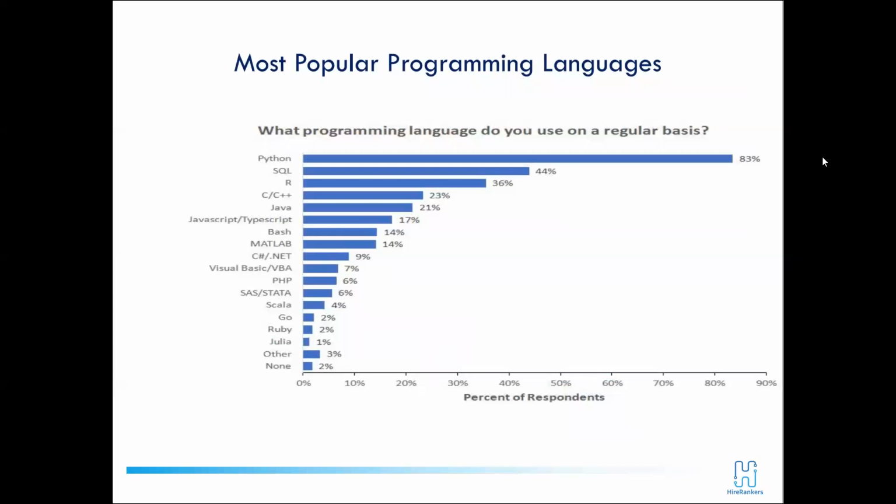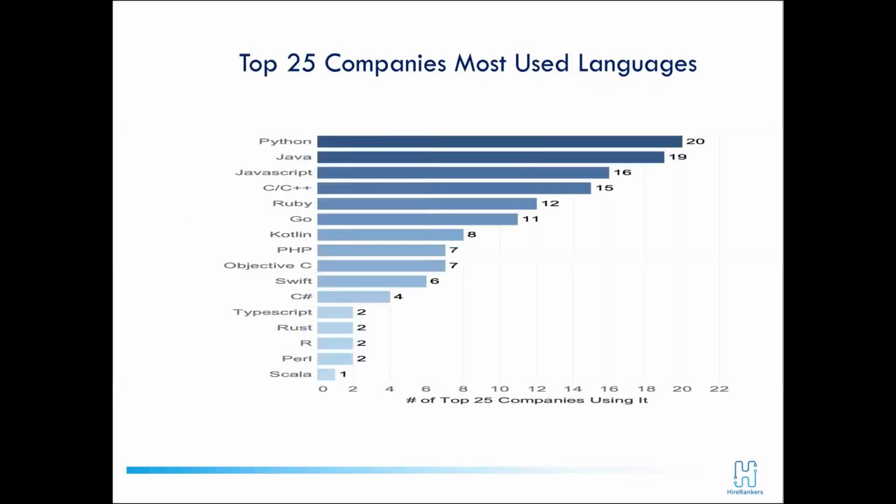So now you could see why we have chosen Python, because it is the most popular programming language in 2019 and 2020. Based on the survey, we found that Python is the most popular language, with 83% of the people voting for Python. Also, you could see that the top 25 companies are using Python as their primary language to build web applications, to handle large volumes of data, and to create chatbots using artificial intelligence and machine learning.